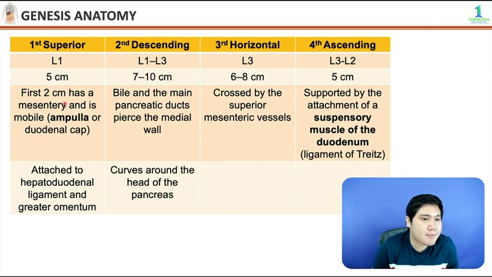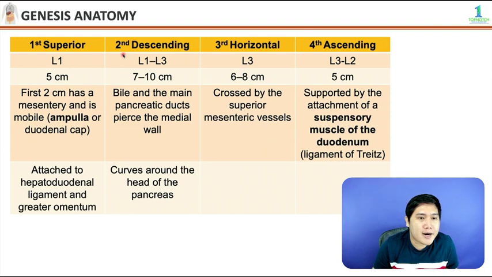The first 2 cm has a mesentery and is therefore mobile. The only mobile part of the duodenum is the first part. Previously asked in the board exam. Your first part is otherwise known as the ampulla or the duodenal cap. It is the part that is attached to the hepatoduodenal ligament and the greater omentum.